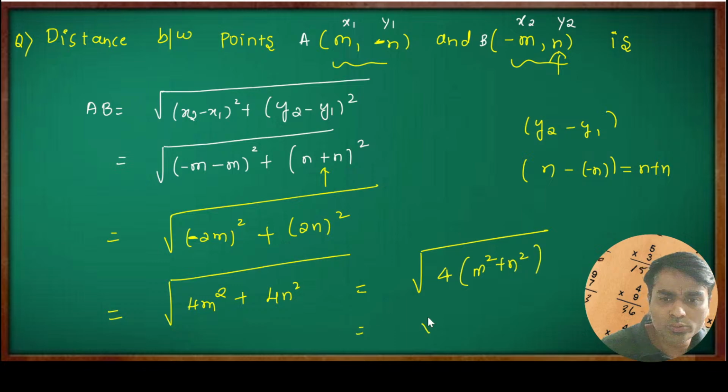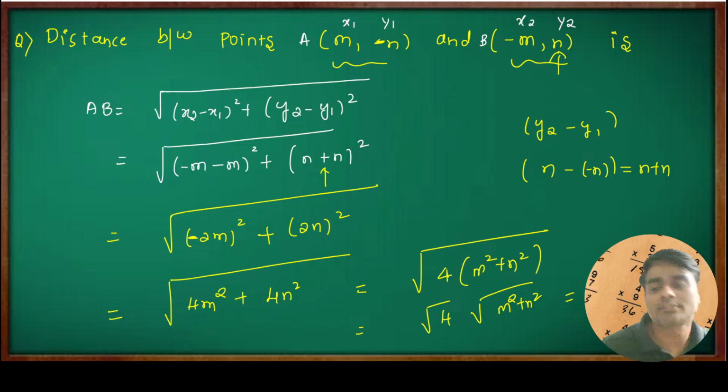So you have two things now, root 4 and root m square plus n square. So can I write root 4 as 2? Yes, I can. So 2 into root of m square plus n square is the right answer. This is the completely simplified answer. So be careful about those minus signs and how things will become positive, negative, all this.